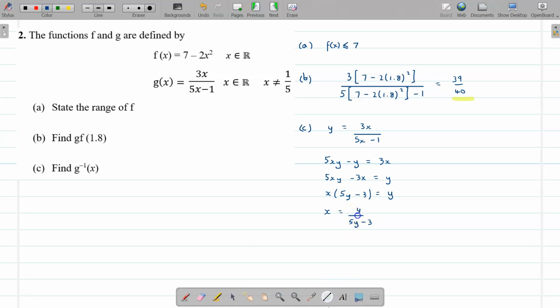Okay, and then finally I just rewrite that in terms of g to the minus 1 of x, which is the inverse function, and then replace the y's with x's here. So that's x over 5x minus 3. Okay, and that's it.